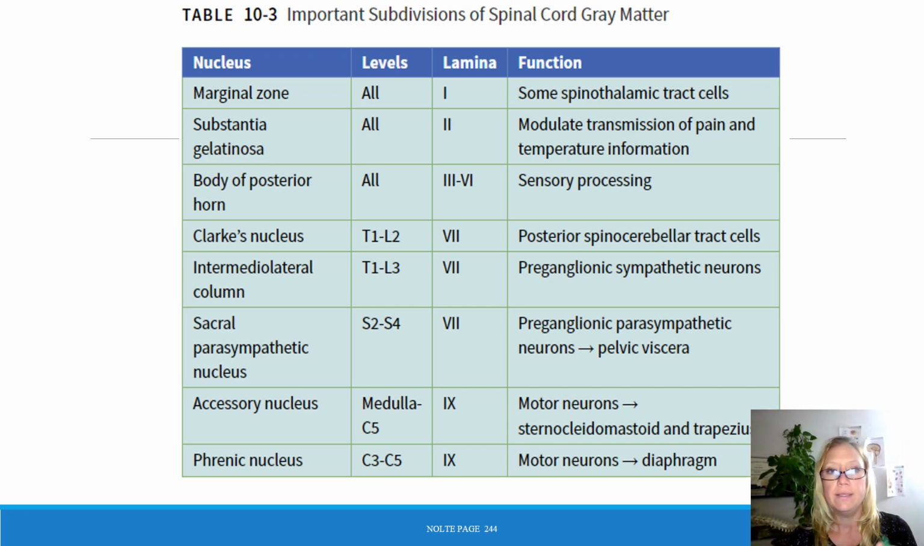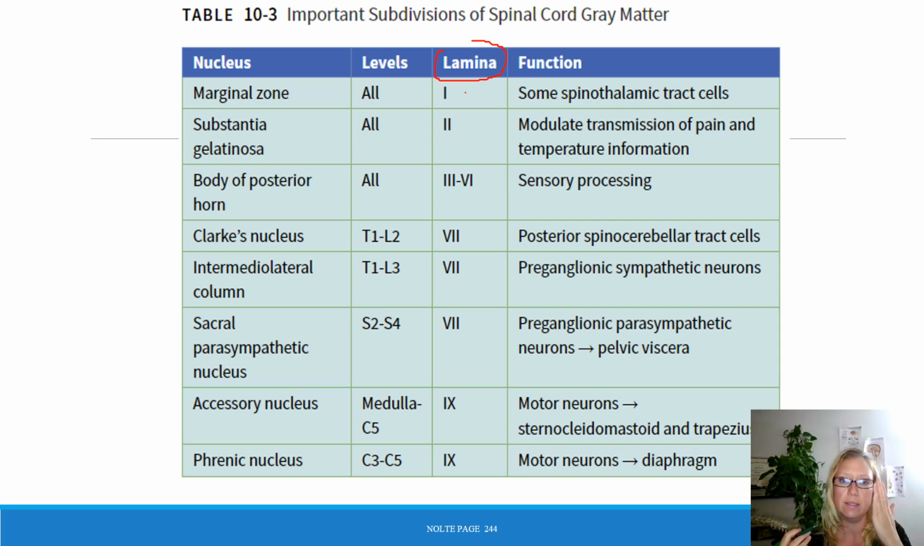So the book here has laminas over here. Okay, so the lamina here is 1, 2, 3 through 6, 7, 9. It doesn't even mention 8, doesn't mention 10. Okay, so you can see the nucleus is the marginal zone. The name is marginal zone, and it's at all levels, and it's going to have some spinothalamic tract cells. Number 2 is at all levels. That's substantia gelatinosa.